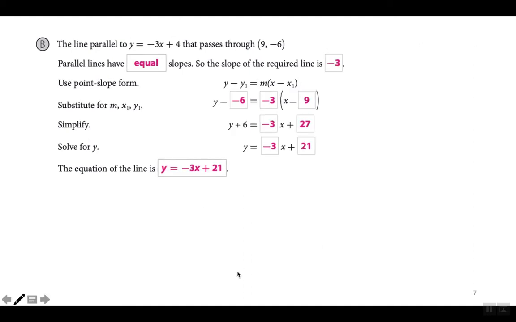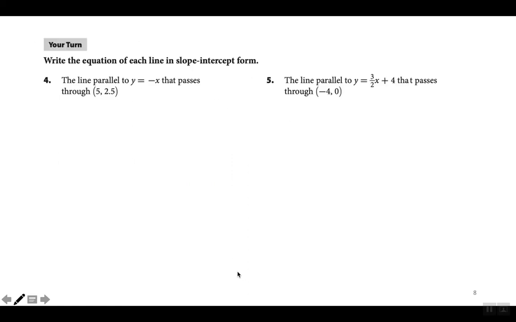Alright, let's do another example here. It says, same thing, write the equation of each line in slope-intercept form. Alright, so, okay, I'm going to start with number 5, because in number 4, I don't like that they threw a curveball at you guys. Alright, I'll explain it, just in case it's on the homework. Alright, but let's look at number 5 first.